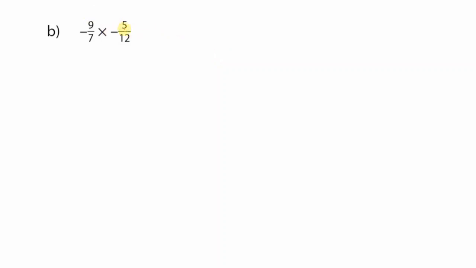Okay, so the one approach you could take was to multiply tops, multiply bottoms. So we have a minus times a minus, which results in a positive. You don't even have to write it down. In the absence of a sign, it means positive. 9 times 5 is 45. So at the top we have 45, bottom 7 times 12. 7 times 10 is 70, 7 times 2 is 14, 70 plus 14 is 84.